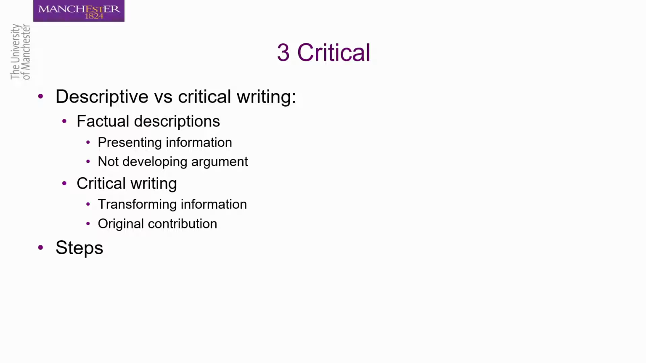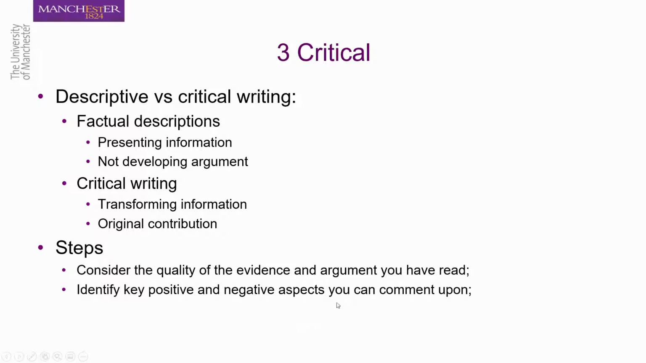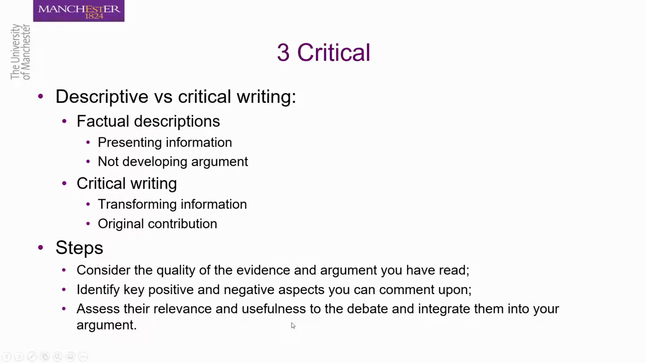So how can we be critical? There are a few steps that you can consider. First, when you present certain pieces of evidence and argument, you need to evaluate them, both in terms of their strengths and weaknesses. Identify key positive and negative aspects you can comment upon. You can recognize the good things and then recognize the limitations. Then you propose how you will address the limitations, to contribute to the existing debate. And you want to assess the relevance or usefulness to whatever debate you have.